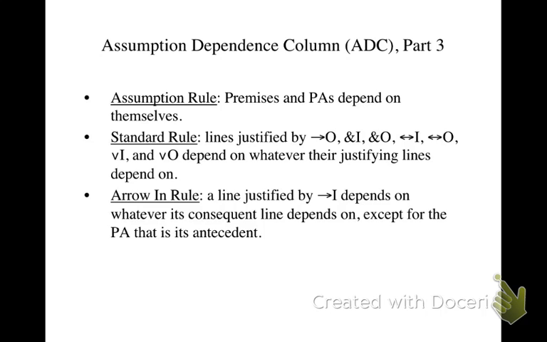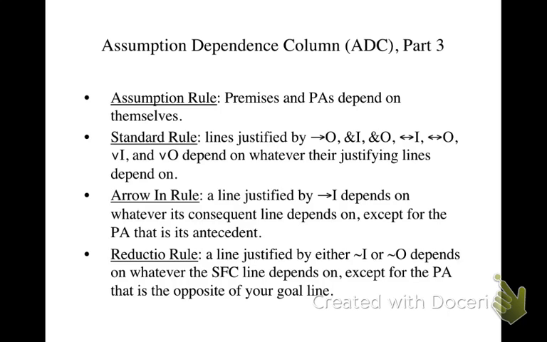And then we still have the arrow in rule, which says that a line justified by arrow in depends on whatever its consequent line depends on, except for the provisional assumption that is its antecedent. And then we still have the reductio rule, which says that a line justified by either dash in or dash out depends on whatever the SFC line depends on, except for the provisional assumption that is the opposite of the goal line.